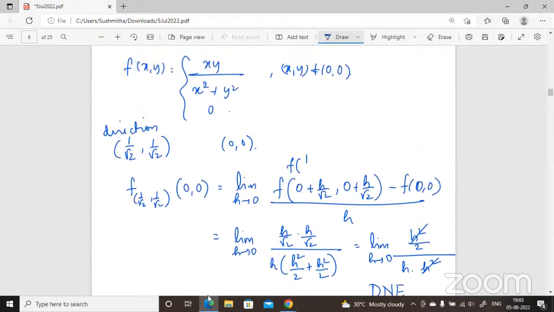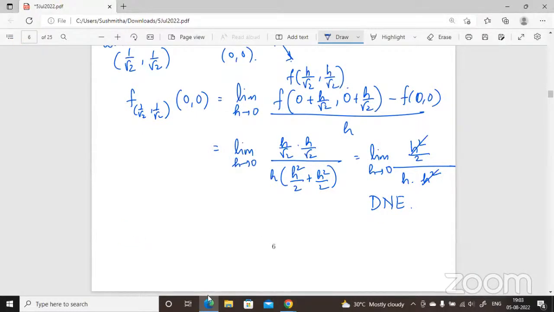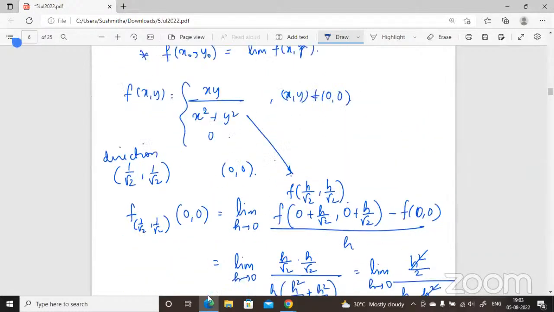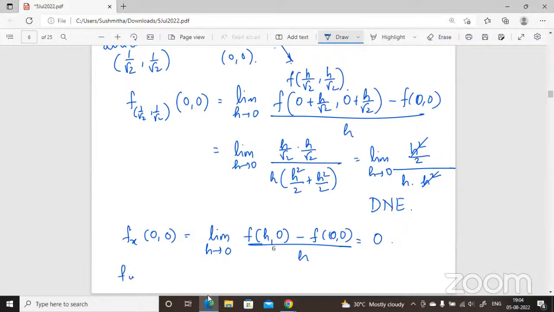Ma'am, can you please check the partial derivative? Yeah, I'll do that. I'm using this definition to calculate. So how will we calculate fx at 0, 0? Limit h tends to 0, f of 0 plus h, 0 minus f of 0, 0, by h. So f of h comma 0 is 0, since xy is there. So that's 0. Similarly, fy at 0, 0 will also be 0.